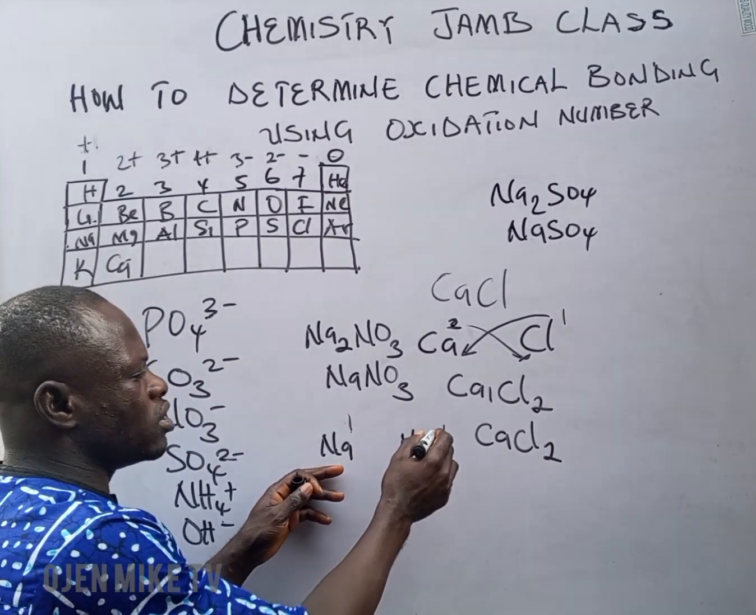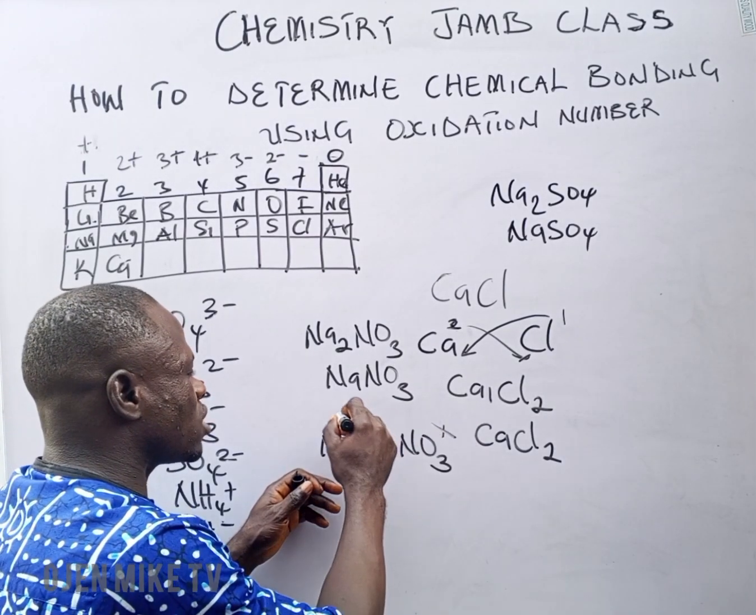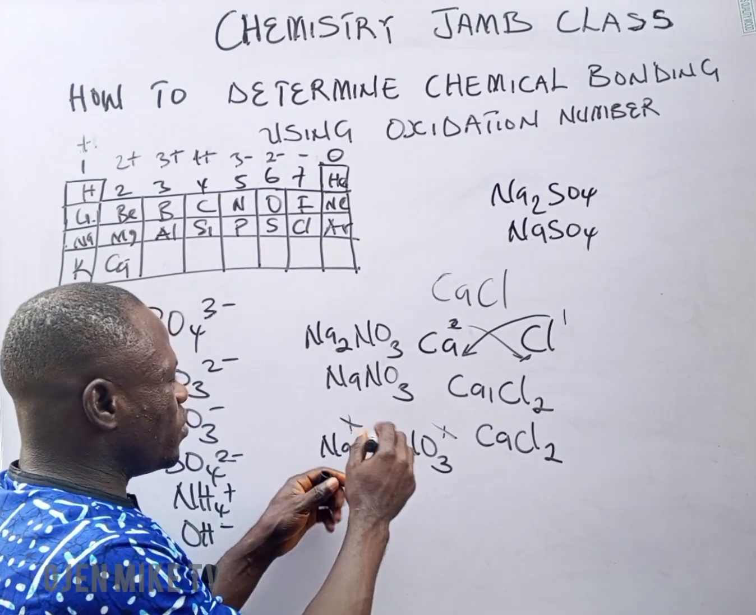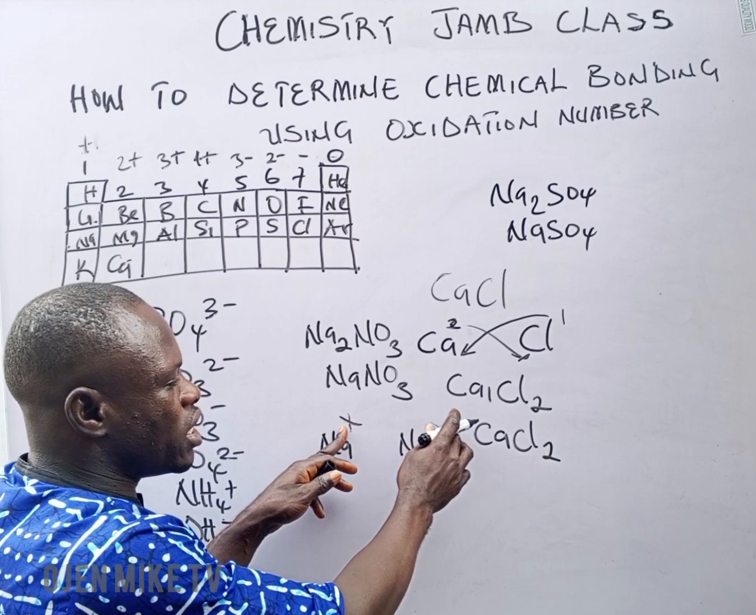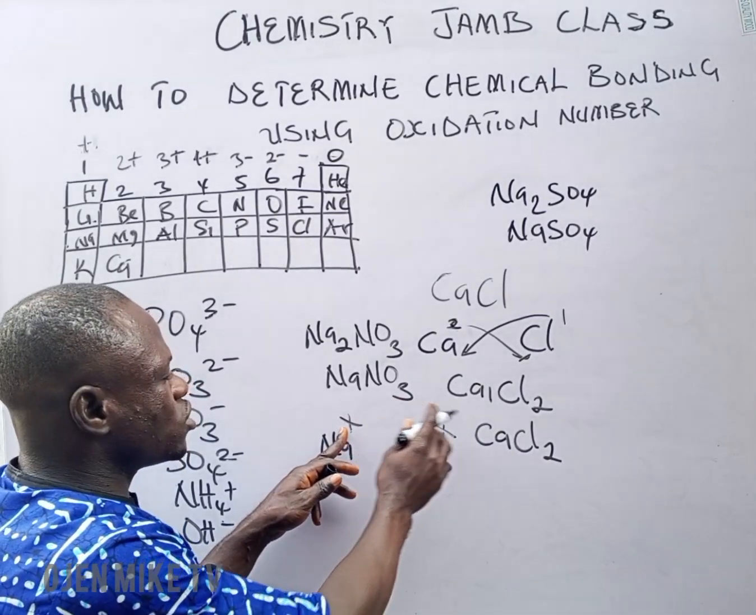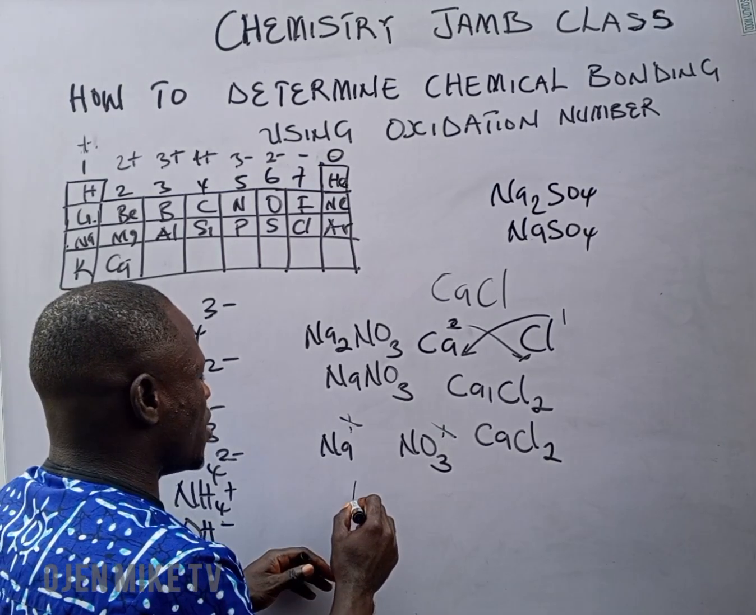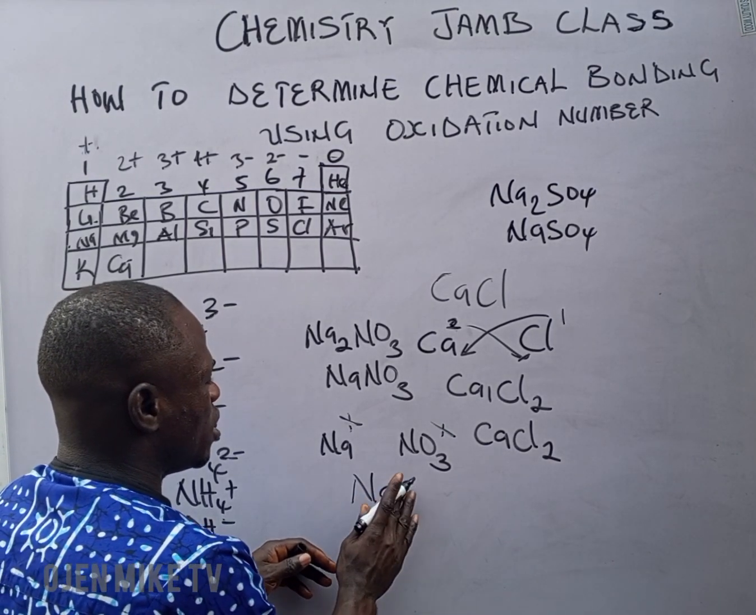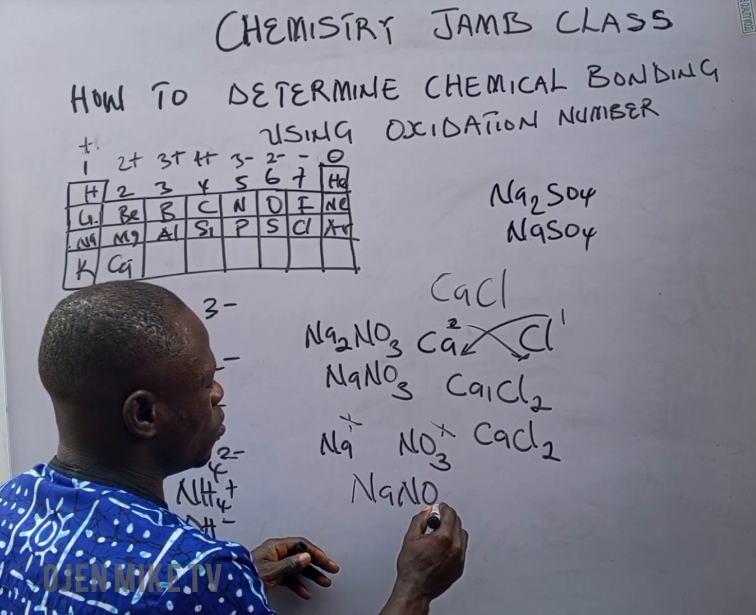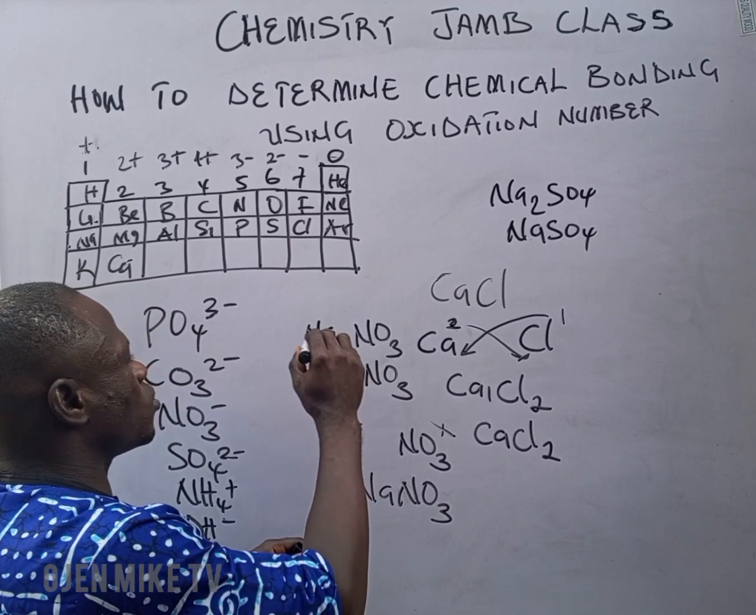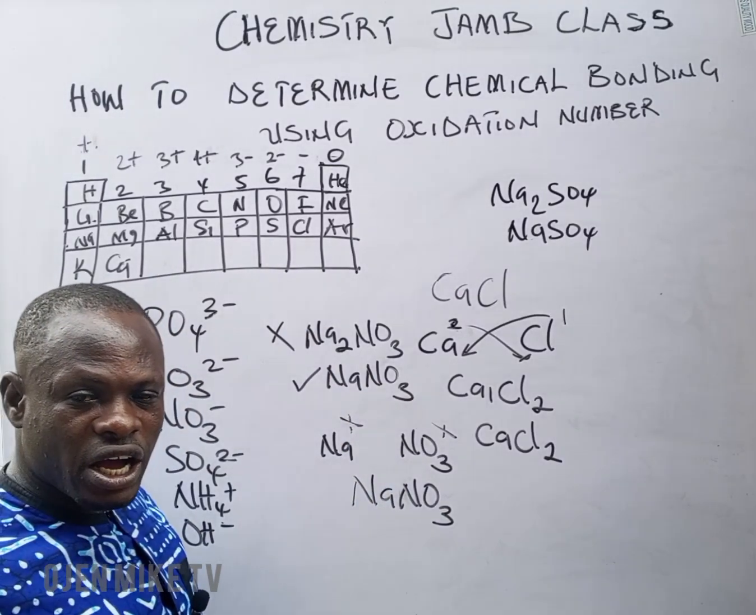Since 1 and 1 are the same, you cancel the 1, cancel this one. If there are 2 here and 2 here, by the time the oxidation powers are the same, you cancel them. Okay, so 1 will cancel here, 1 will cancel. So now I have NO3. So this one is the correct one. This one is wrong. Are you following?